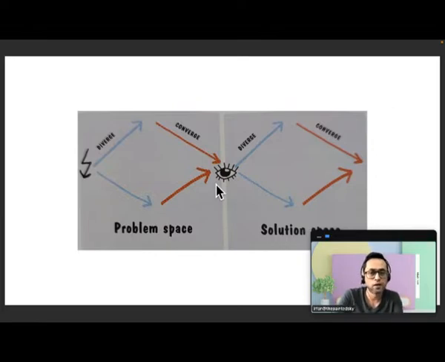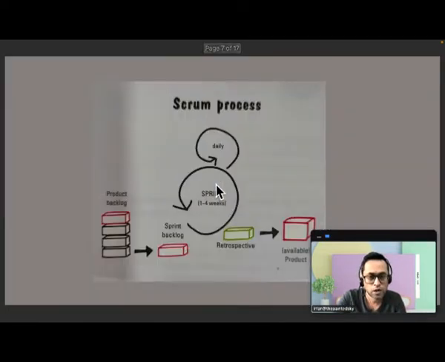And you go back to speak to the customer if you want to do that. So this nature of diverging and converging, and again diverging and converging, is very essential to design thinking. Let's move on. Now I have given you an example over here. This is the Scrum process. Scrum is an agile methodology.